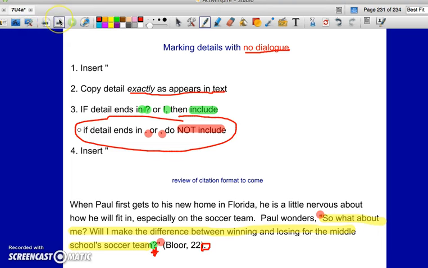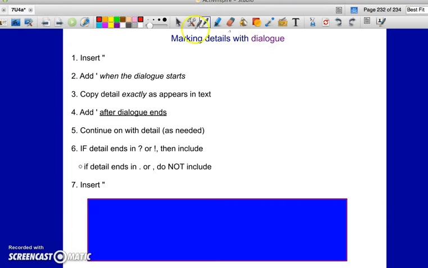Okay? Moving on to marking details that do have dialogue. So in other words, there are people speaking. There's either one or more persons speaking in your detail. So the steps are as follows. It starts the same way. First, you have to insert your quotation marks. Then you need to look at your detail, and whenever that dialogue starts, you add a single quotation mark. In other words, an apostrophe.